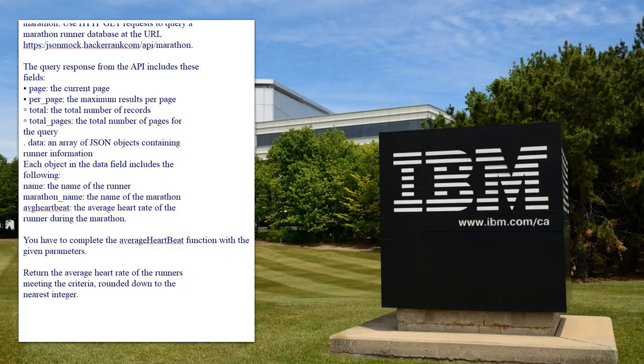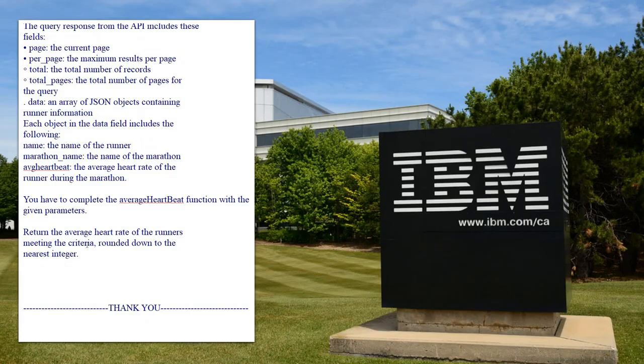So your task is to complete the average heartbeat function with the given parameters. The function will already be there with the parameters. You are supposed to complete the method body, and lastly you are supposed to return the average heart rate of the runners based on the criteria. They'll mention the criteria, and that value should be rounded to the nearest integer.